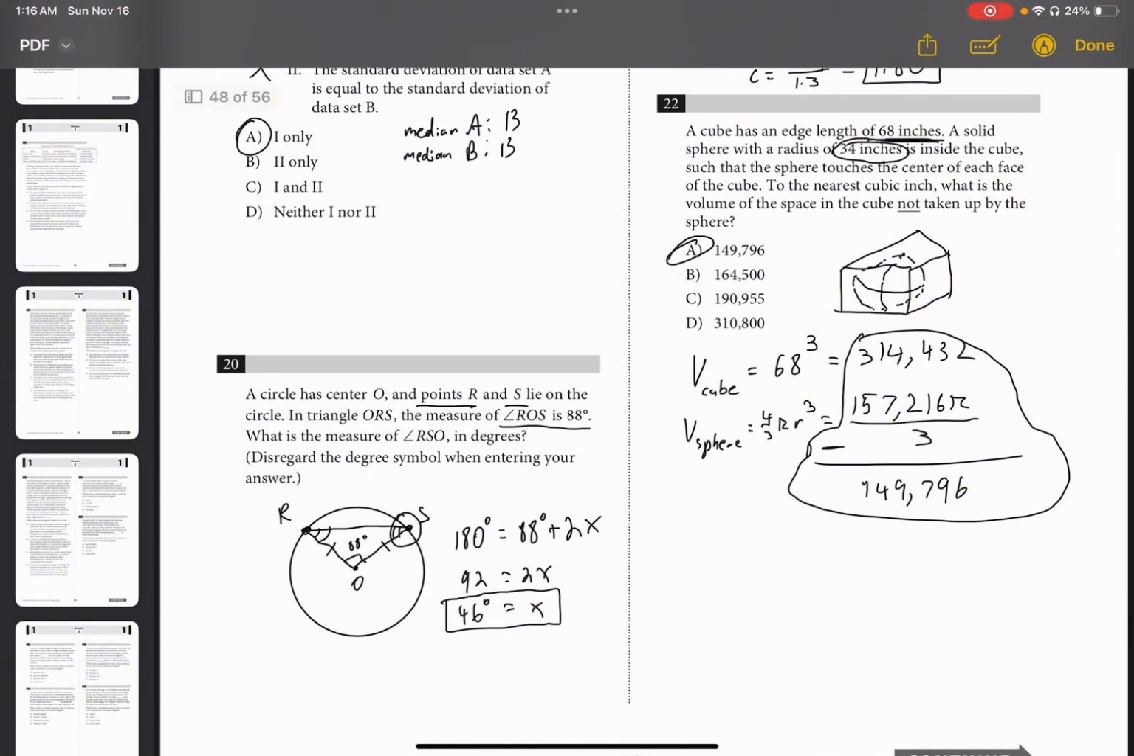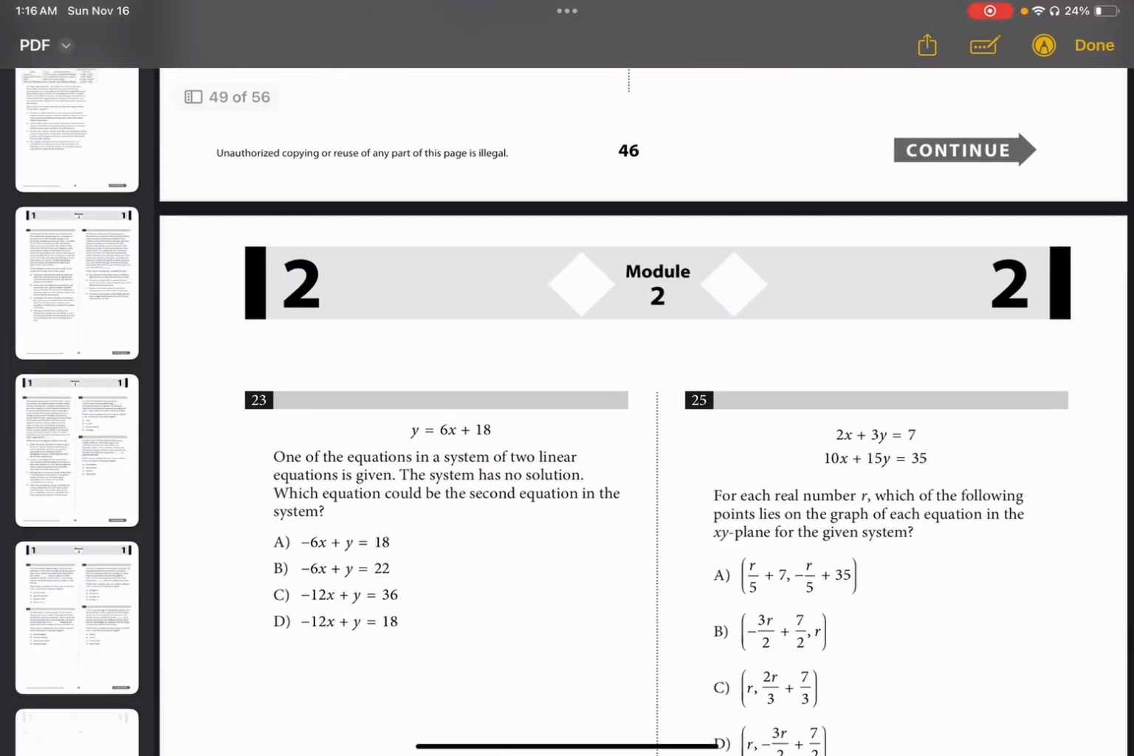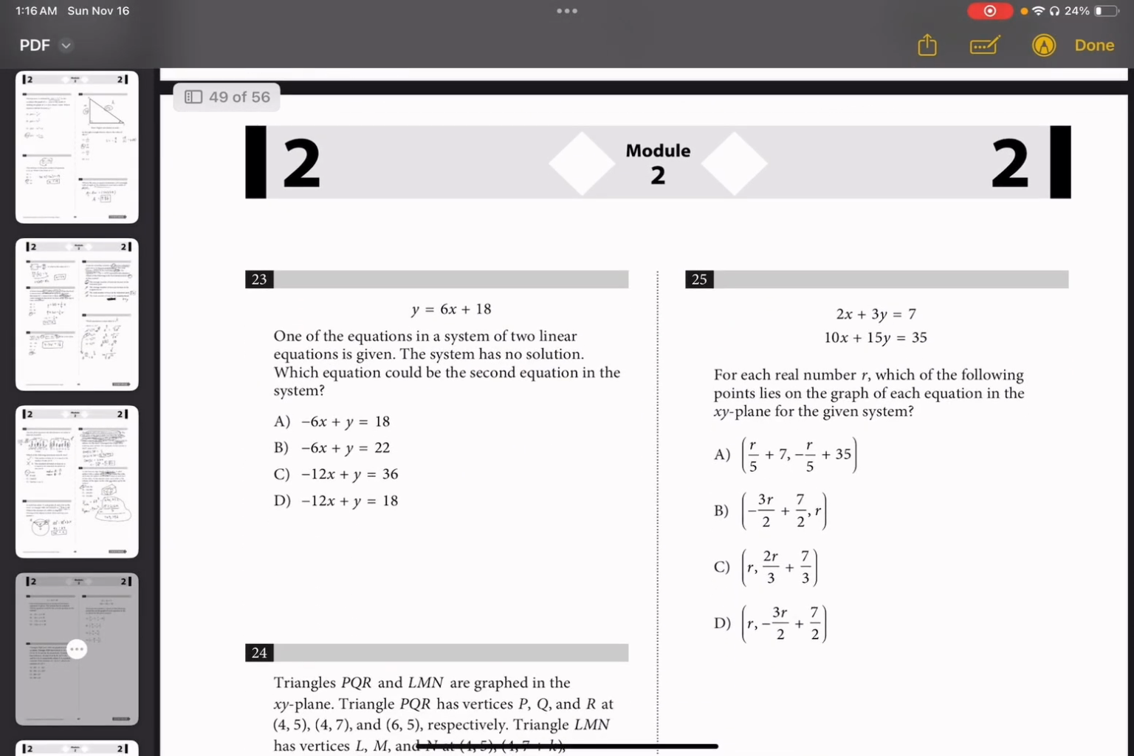Okay, next question. 23. One of the equations in a system of two linear equations is given. The system has no solution. Which equation could be a second equation in the system?